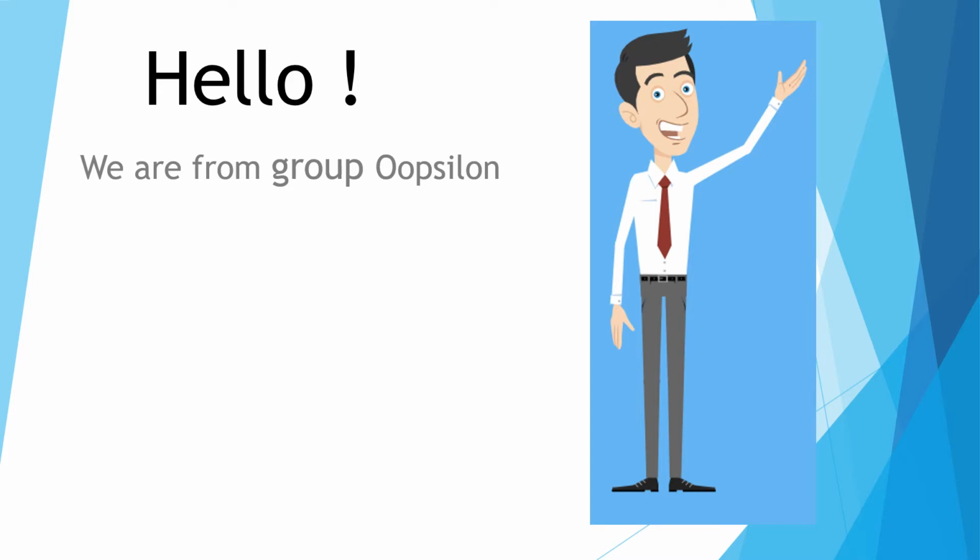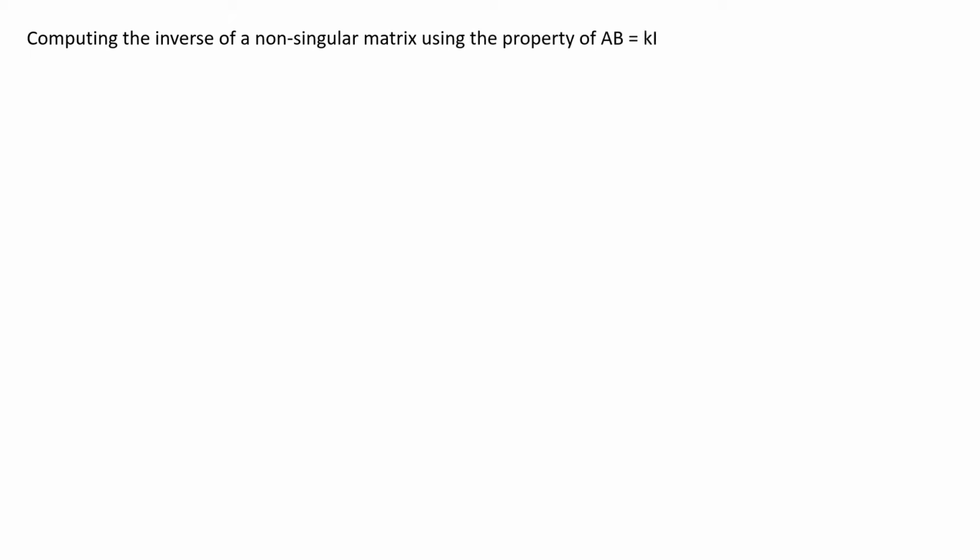In this video, we are going to discuss the topic of matrices. Our learning outcome is computing the inverse of a non-singular matrix using the properties of matrix A multiplied with matrix B equals a constant multiplied with identity matrix. K is the constant and I is the identity matrix.